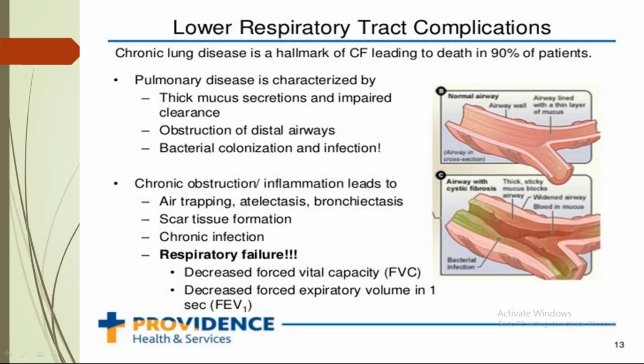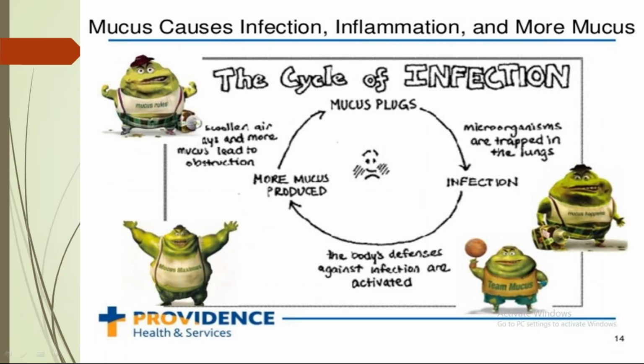As it is an obstructive airway disease, patients will present with decreased forced vital capacity and decreased forced expiratory volume in the first second. Mucus, infection, inflammation, and the cycle of infection. This is the vicious cycle.